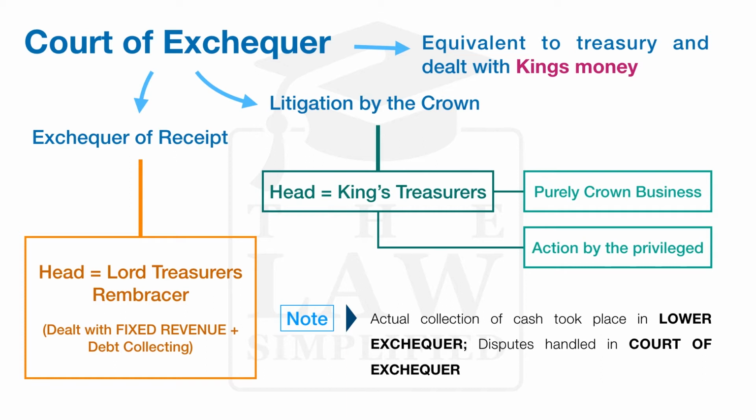Now, on the one hand, the litigation of this was handled by the Crown, and it was headed by the king's treasurers. On the one hand, it was basically tasked with just Crown business altogether, anything to do with the king, and if at all, below that hierarchy, any action which was brought about by those privileged.